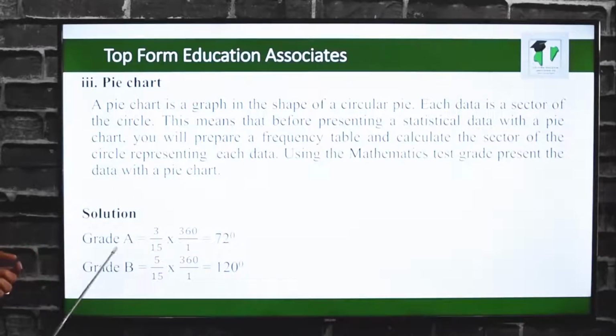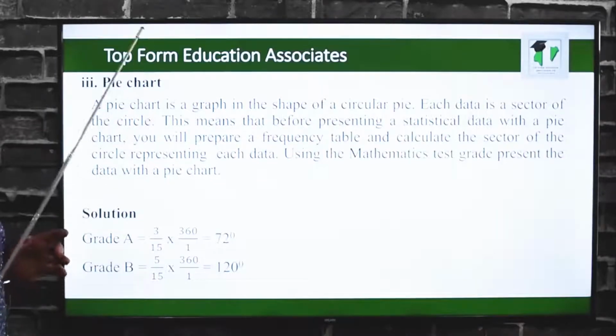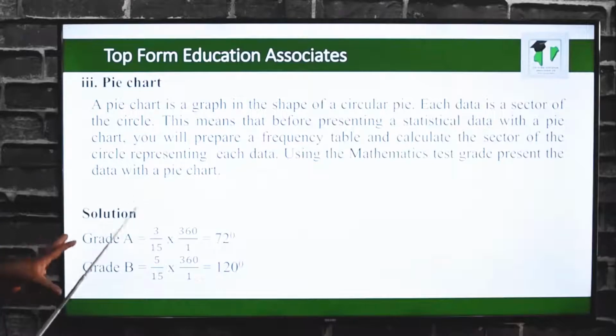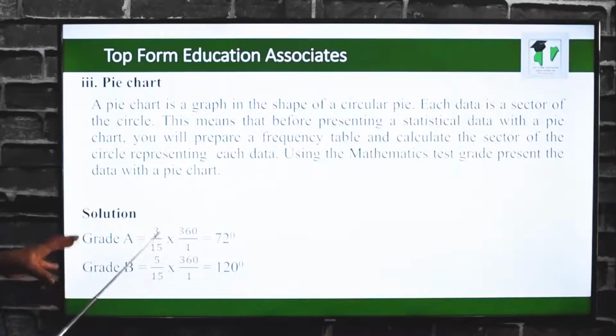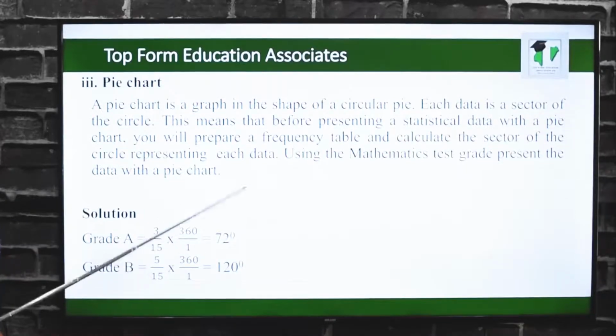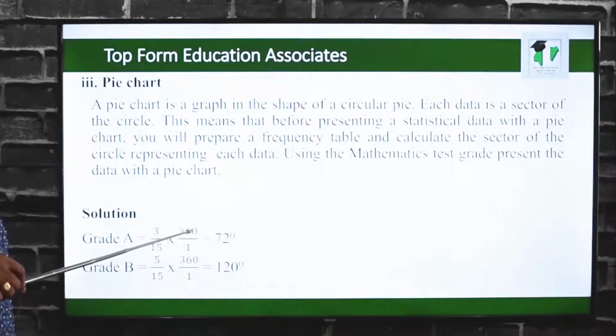Solution. Remember, we already have the frequency table. So what we will calculate now is the sector of each grade. So grade A has a frequency of 3, number of students 15. For a circle, the angles at the center of a circle is 360 degrees.